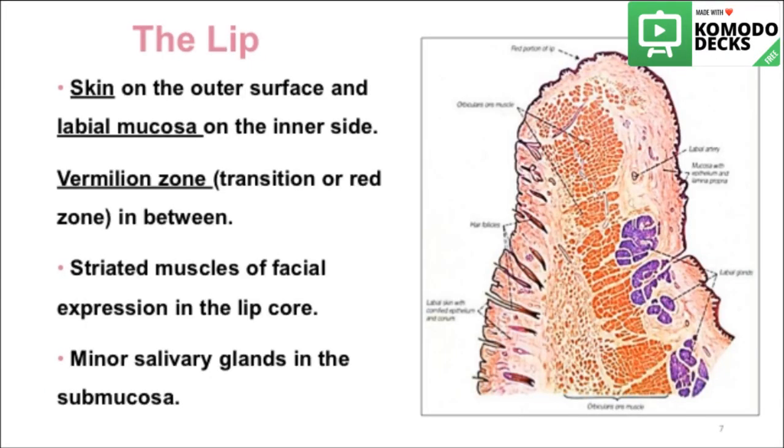In this lecture, we will start with the lip. The lip has three sides: the skin side on the outer surface, the vermilion zone or vermilion border, which is also called the transition or red zone, and on the inner side the labial or oral mucosa. We see a striated muscle, the orbicularis oris, in the submucosa, and also some minor salivary glands.